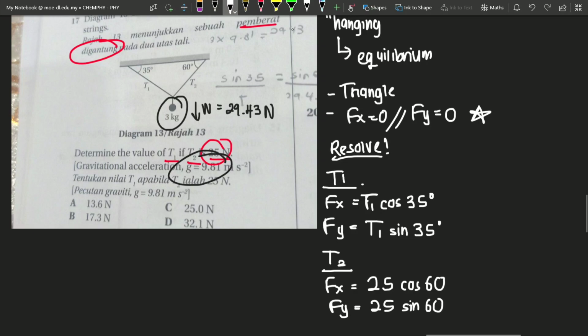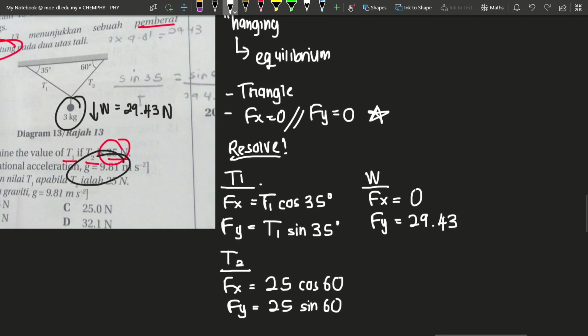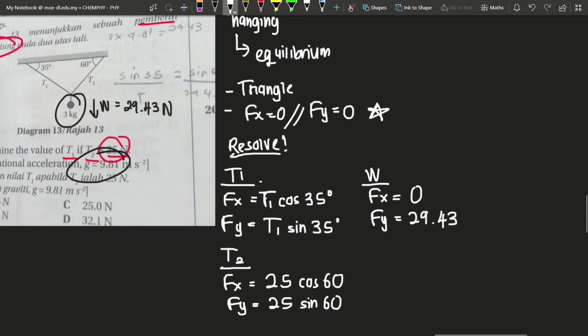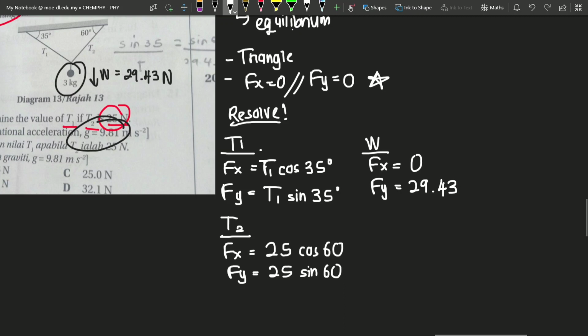So for W, we have no Fx at all. So Fx equal to 0. Why? Sebab arah W itu sendiri memang straight ke bawah, to the Fy. So your Fy will be equal to your W, mg, which is 29.43. So selepas dah resolve setiap satu daya, baru kita apply Fx atau Fy equal to 0. Let's say I want to use Fy equal to 0.